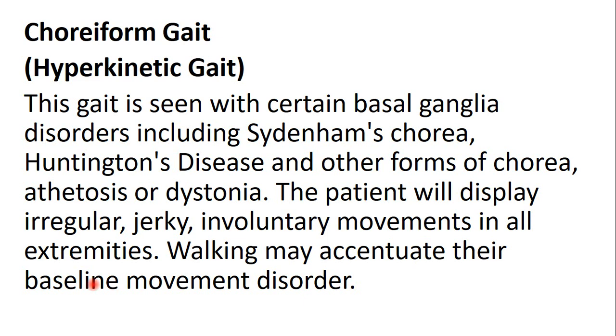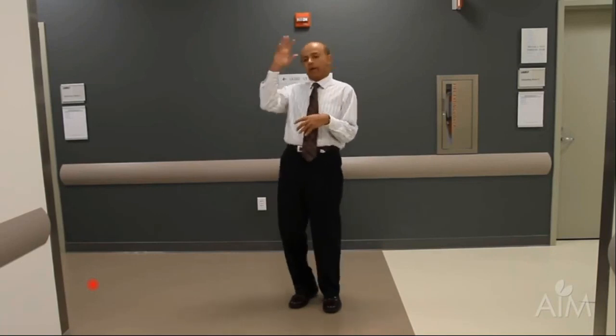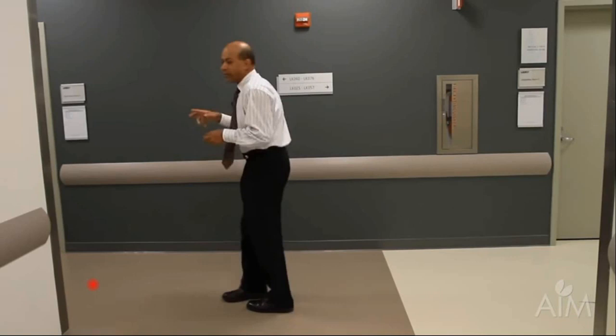The other types of gait is choreiform gait, hyperkinetic gait. This gait is seen with certain basal ganglia disorders, including Sydenham's chorea, Huntington chorea disease, and other forms of chorea, like athetosis or dystonia. The patient will display irregular, jerky, involuntary movement in all extremities. Walking may accentuate their baseline movement disorder. These patients are already exhibiting writhing movements, involuntary movements. It's slower, writhing movement. And when they walk, they can have the most bizarre sorts of gaits. It's a bizarre shape of gait.